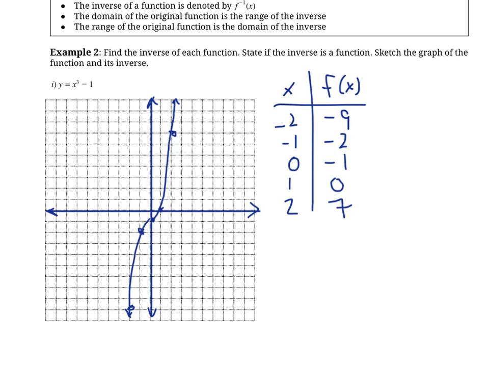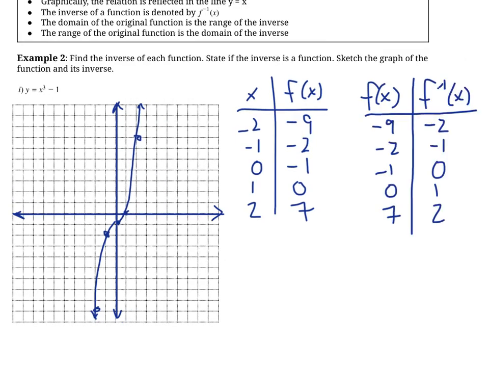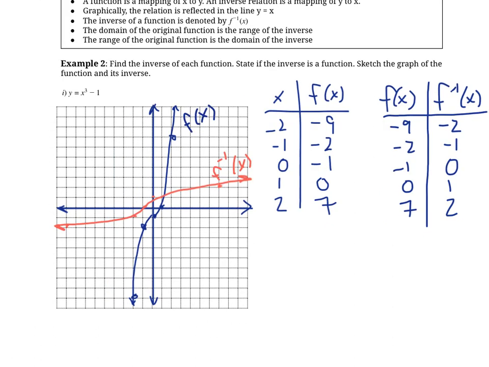And you can probably predict what the inverse is going to look like. If you remember, it's just going to be reflected in y equals x. But let's make that table of values just so we can plot those points easily. So there we go. There's our inverse, our table of values for our inverse. Notice I just switched the x and the y coordinates. Now, graph the inverse. So there we go. That's what it looks like.